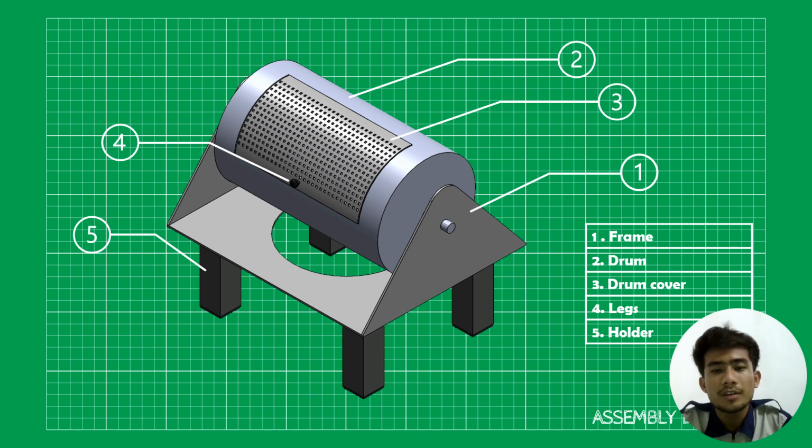As for my assembly drawing, there are at least 5 components in my product. The first one is the frame, the second one is the drum, the third one is the drum cover, the fourth is the legs, and the fifth is the holder.